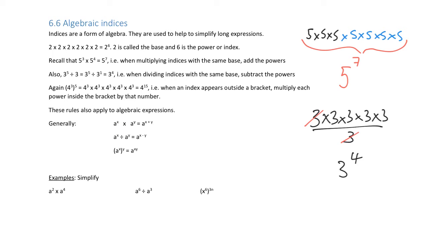So if we have a to the power of x times a to the power of y, that's a to the power of x plus y. So we're adding x and y. And for dividing, we would take them away, so it would be a to the power of x minus y. And where we have a power in the brackets, we multiply. So x multiplied by y is a to the power of xy.